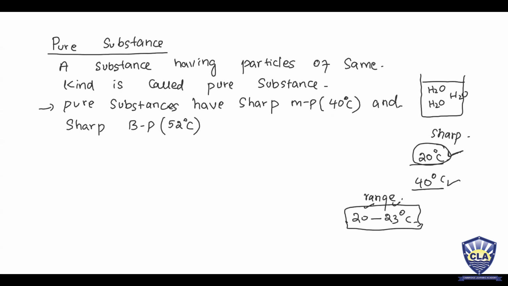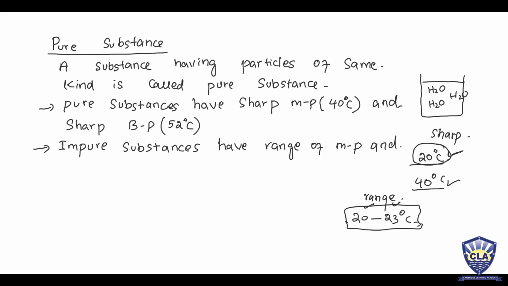Whereas impure substances have a range of melting point and a range of boiling point. A range of boiling point means, let's suppose, 60 degrees Celsius to 64 degrees Celsius, like that. This is the range.